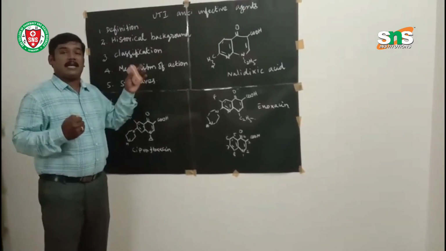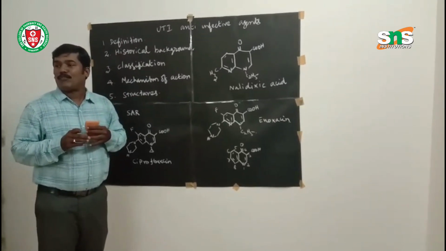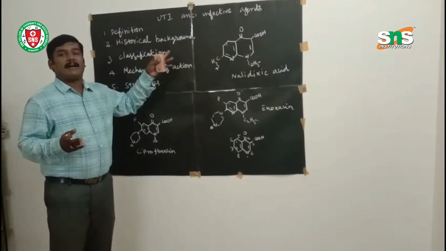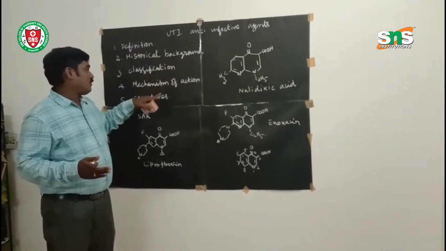The miscellaneous anti-infective agents are methenamine, nitrofurantoin, and furazolidone. These are all the drugs that are effective against urinary tract infections. This is about the classification.